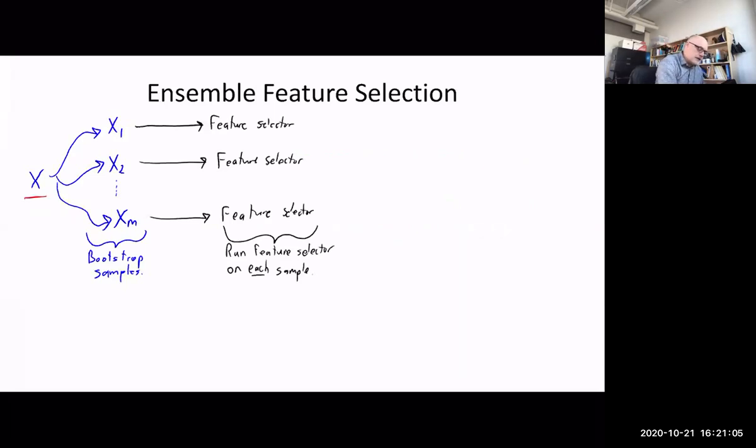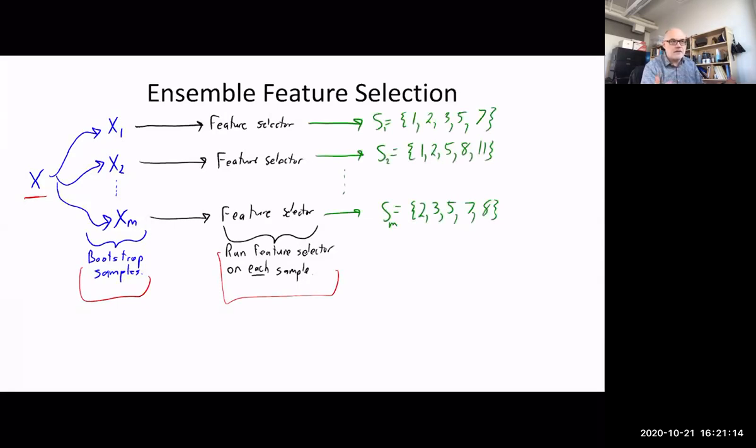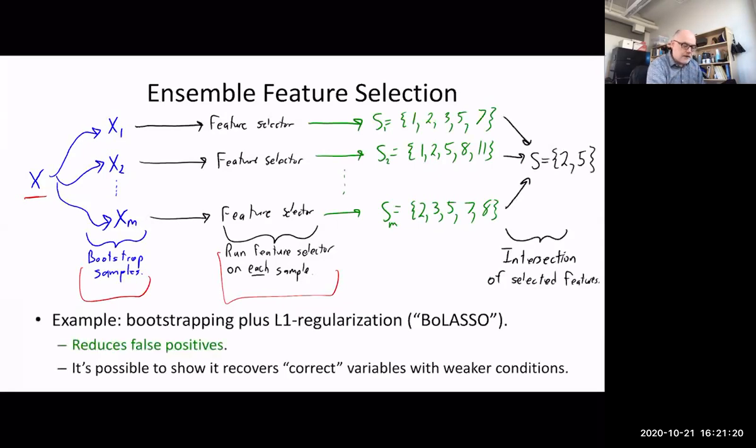What we can do is take our original training data, generate bootstrap samples, and run our feature selection approach on each sample. That's going to give rise to relevant features, whatever those happen to be, for each of the bootstrap samples. One way to identify the relevant features is to take the intersection of all the features that were determined to be relevant from all of the bootstrap samples. An algorithm called Bolasso is bootstrapping plus L1 regularization. It reduces false positives, and under certain weak conditions, it recovers the correct variables.